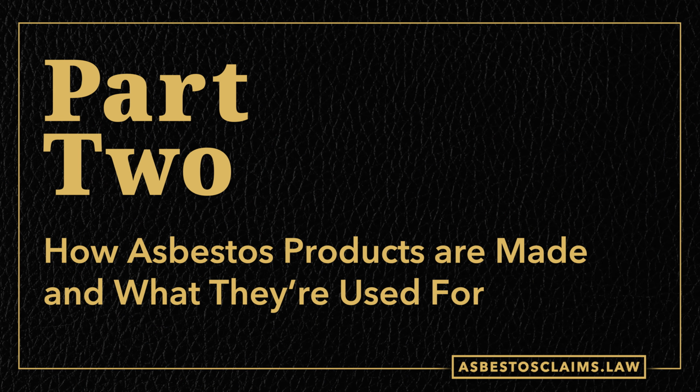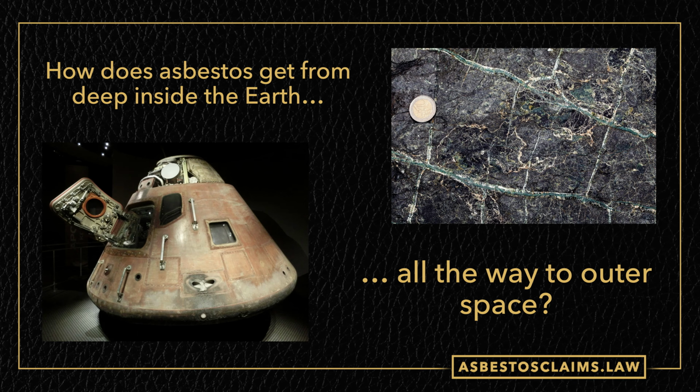So today in part 2, we're going to talk about how asbestos products are made and what they're used for, including those insulating uses. Now, we mentioned in part 1 that asbestos got all the way from deep inside the earth in the vein of asbestos that you'll see to your right next to that coin. That's a vein of asbestos. The green lines, that's veins of asbestos. And if you didn't watch part 1, you might want to do that now.